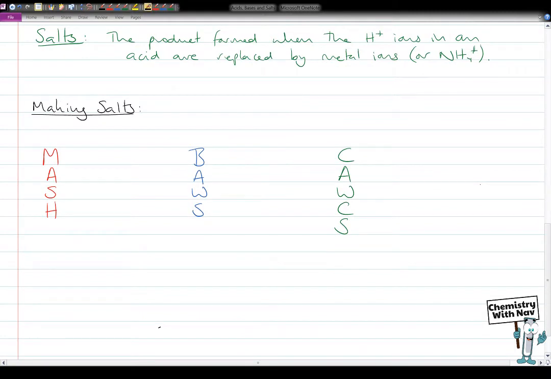But what about making salts? Well, there are three main ways of making salts, and they are MABS, BACS and CACS. It doesn't matter how silly an acronym may be for you to try to remember it, as long as you get the products right. A metal plus acid gives you a salt plus hydrogen, whereas a base plus acid makes water and salt, and a metal carbonate plus acid gives you water, CO2 and salt as well.